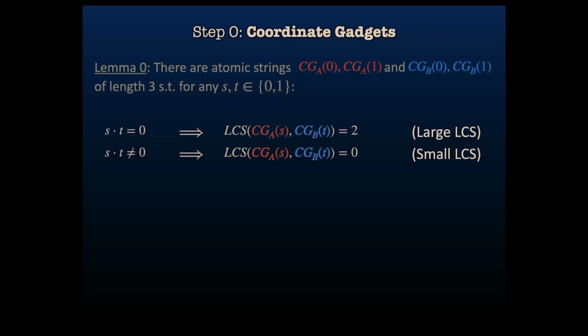And they will satisfy this property: if you look at 2 bits, you encode them. If the product was 0, so if one of them was 0, the LCS should be large, 2 in this case. And if they are both 1, the product is not 0, then the LCS should be small, like 0. The 0 and the 2 here don't matter. The point is that they're different. In the good case, the LCS is larger than in the bad case. But there's a construction that gives 0 and 2. So I'm going to let you suggest a construction.